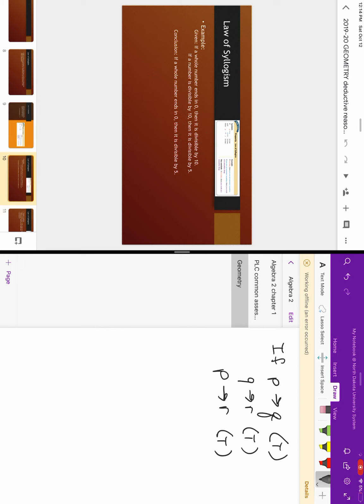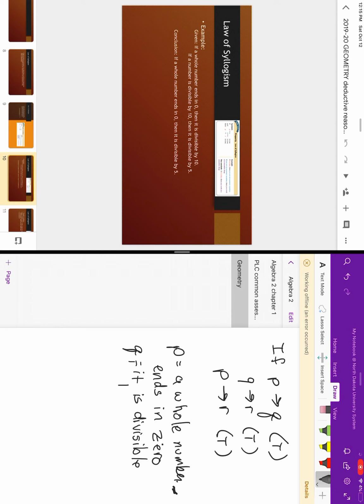So here's an example. If we're given a whole number, if a whole number ends in 0, then it is divisible by 10. Our P in that case is what? Anything that follows the if, right? So a whole number ends in 0. Our Q is, it is divisible by 10.